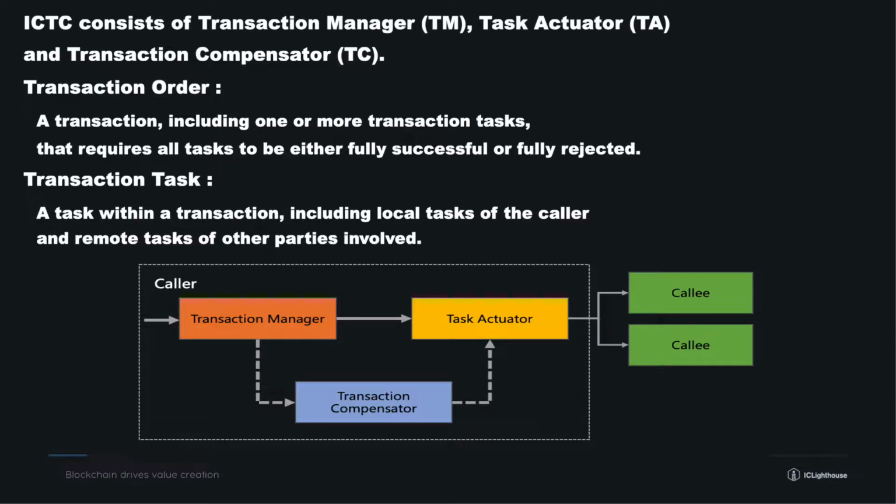Transaction order: a transaction including one or more transaction tasks that requires all tasks to be either fully successful or fully rejected. Transaction task: a task within a transaction, including local tasks of the caller and remote tasks of other parties involved.